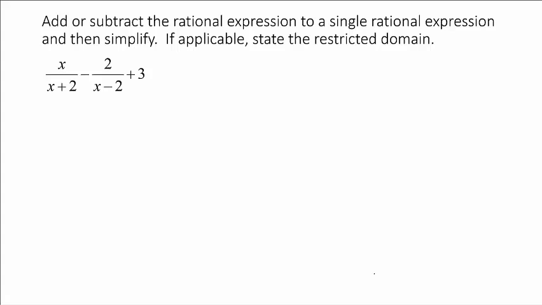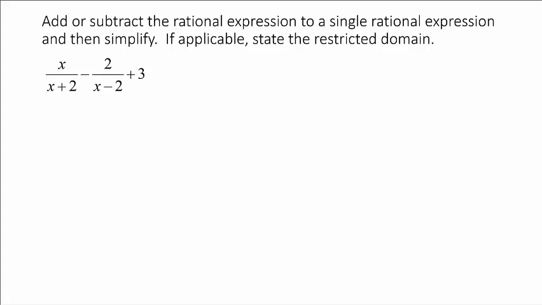Same directions here, add or subtract the rational expression to a single rational expression and then simplify. And state any domain restrictions if needed. In this example, we have x over x plus 2 minus 2 over x minus 2 plus 3. All right, so there's no factoring to be done, right? The denominators are fully factored.